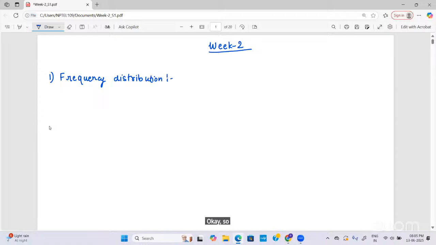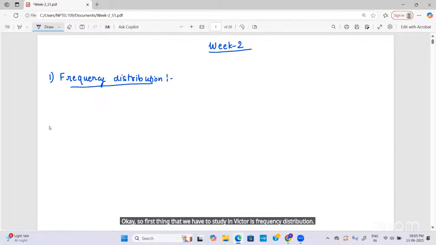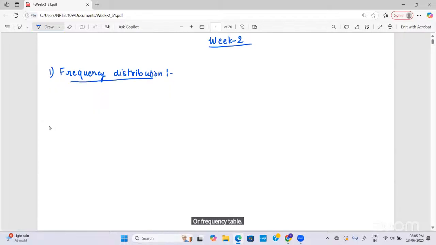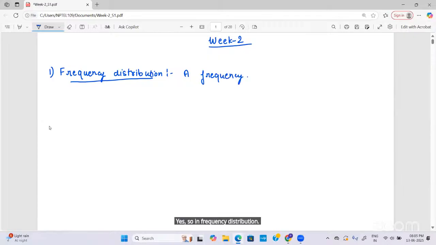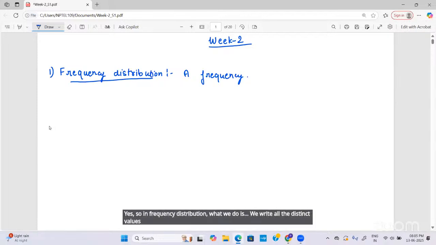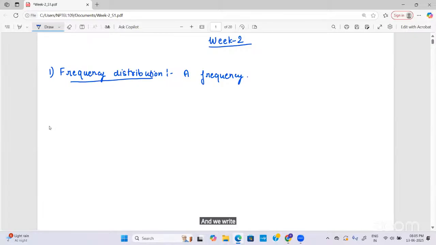Okay, so the first thing that we have to study in week two is frequency distribution or frequency table. So what is a frequency table or frequency distribution? Anyone? It is the distribution of counts. Ma'am, it is a table in which the categories are listed with their corresponding counts, the number of times each category occurs. Yes. So in a frequency distribution, we write all the distinct values available in our data set, and we write their corresponding frequency.